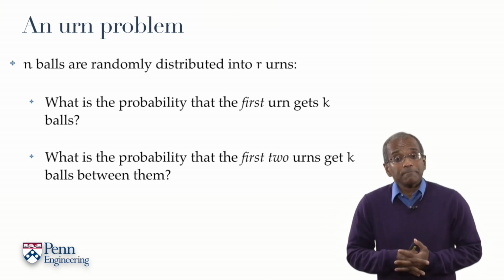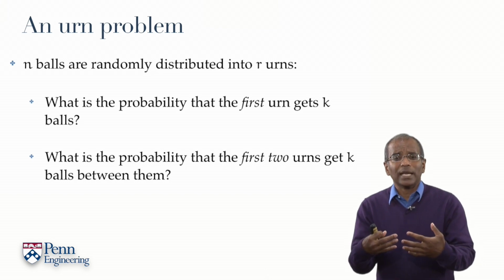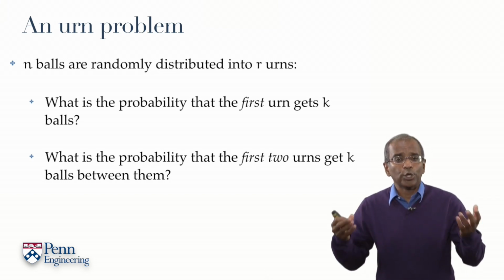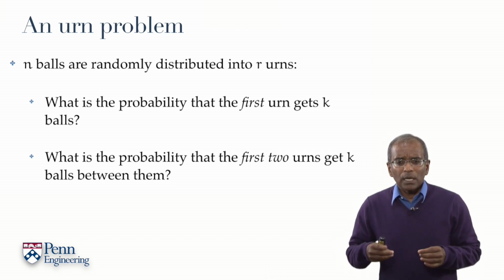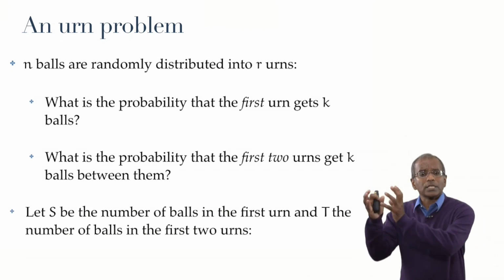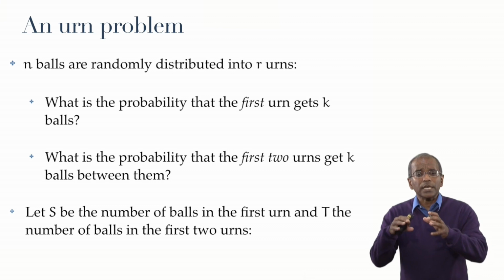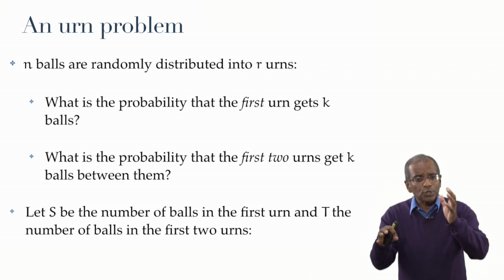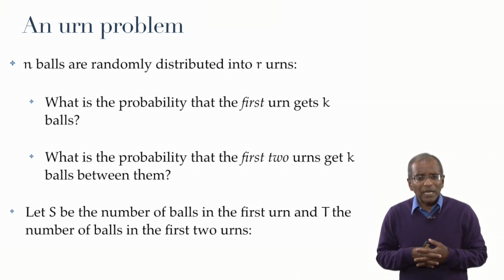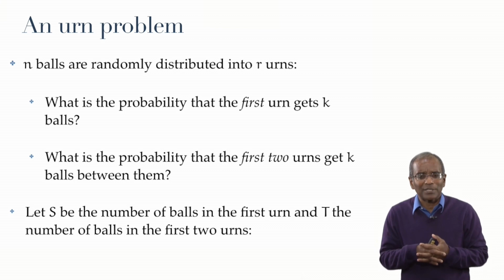Now that you're back, it's clear that I have in mind a relation between this urn problem and a coin tossing problem. And the metaphor is going to be fairly clear. Suppose S represents the number of balls in the first urn, and let T represent the number of balls in the first two urns. They are, of course, chance variables, and I'd like to say something about both S and T. And what can I say about it?